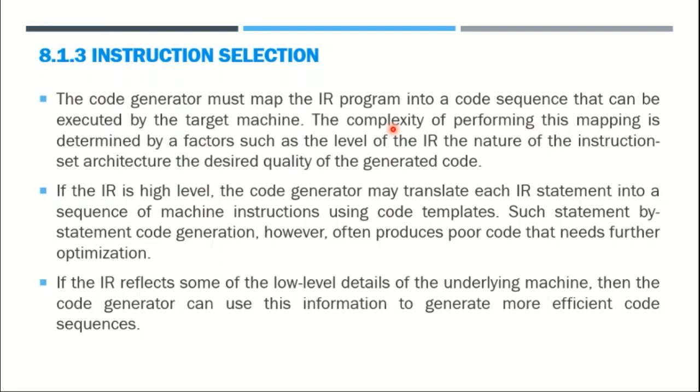In case the IR level is low, the details of the underlying machine are available, and the code generator can use this information to generate more efficient code sequences. So if the IR reflects some of the low level details of the underlying machine, then the code generator can use this low level information to generate more efficient code. So these are some details about instruction selection.